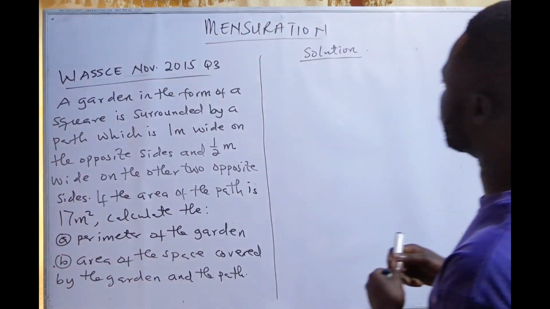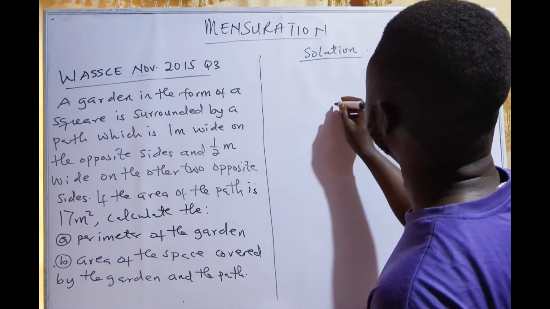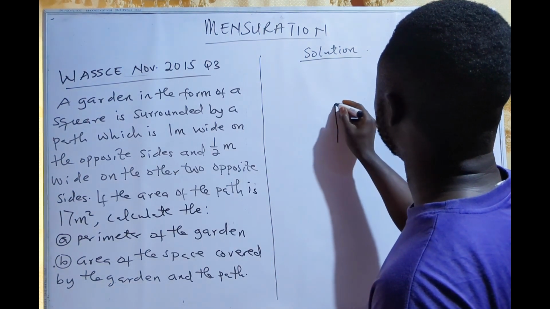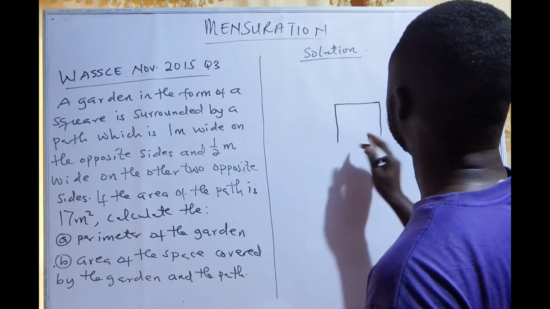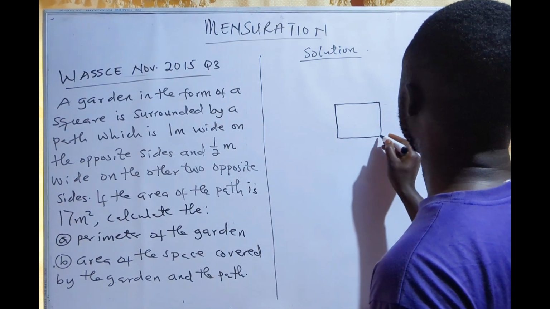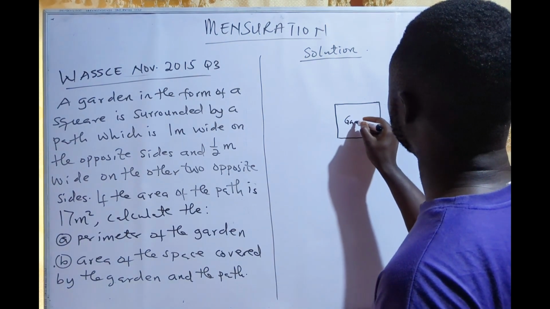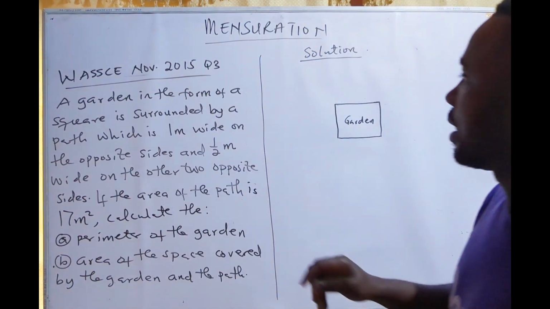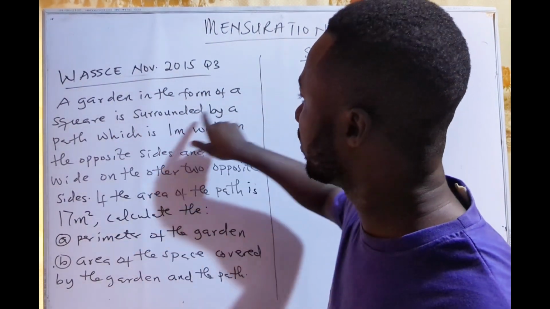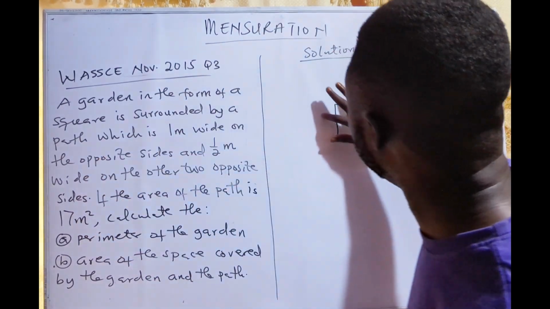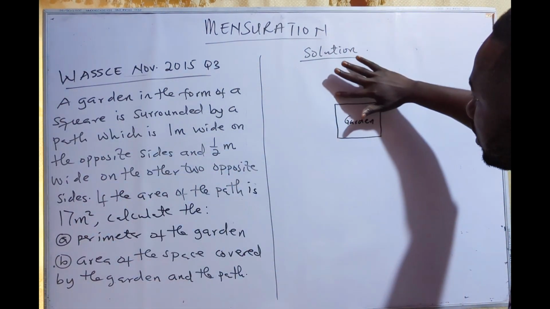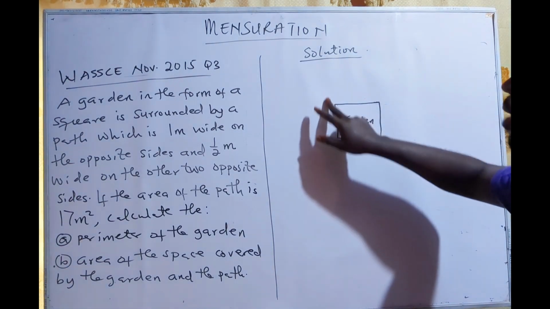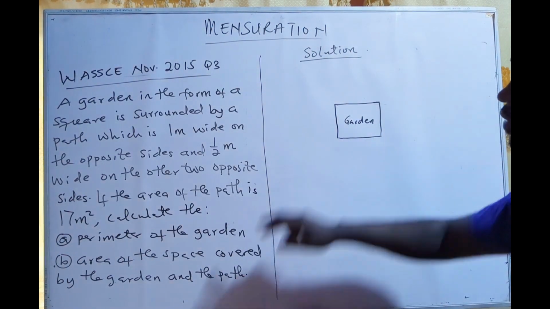Okay, so we will draw our square which is in the form of a garden. So let's say this is our square garden. So this is a garden. And you say that a garden which is in the form of a square is surrounded by a path. So there is a path here, here, here, here. So the path is surrounding the garden. There is a path here, a path here, a path here, and a path here.